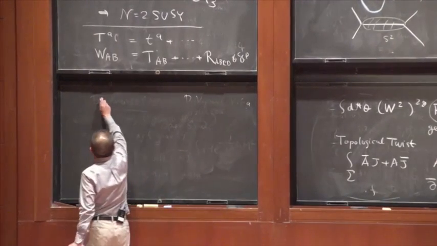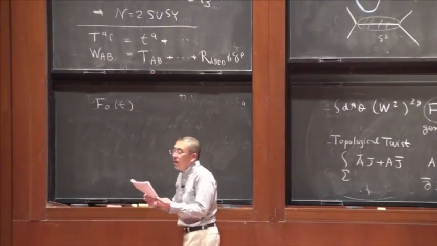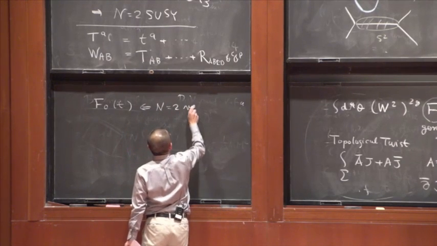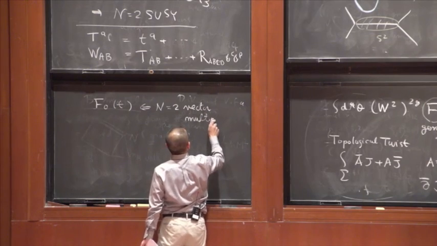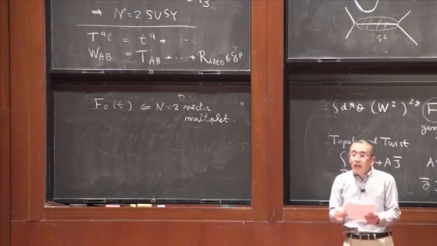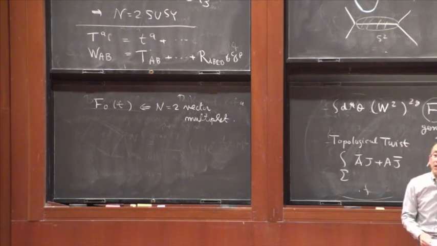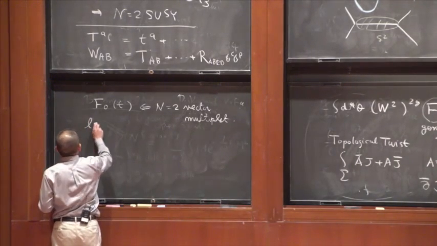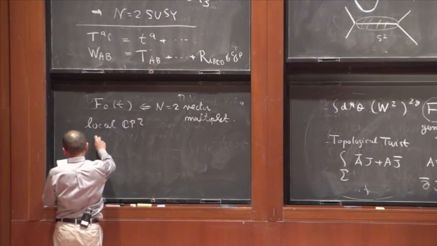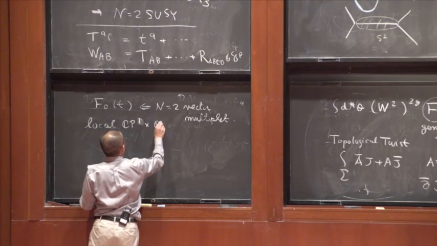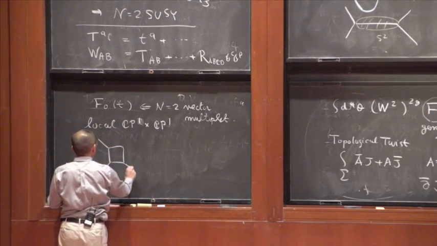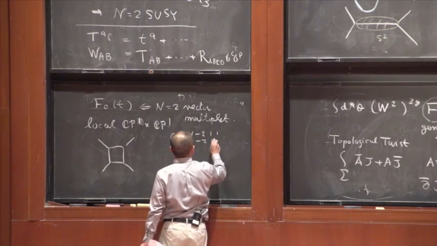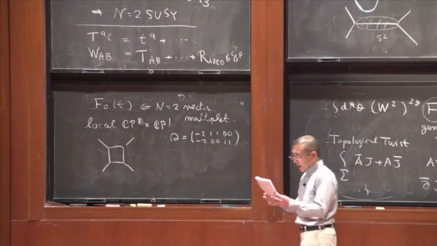So for example, F0 of t, in particular, is a prepotential for the N=2 vector multiplet. That means that you can use this procedure to solve some low energy dynamics of N=2 supersymmetric gauge theories. So for example, let's take our friend local CP1 times CP1. The toric diagram is of this type. This was another exercise, the homework exercise that I assigned to you yesterday. So this is the charge distribution.